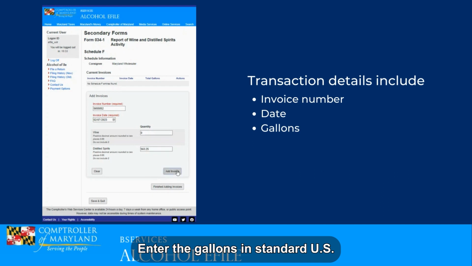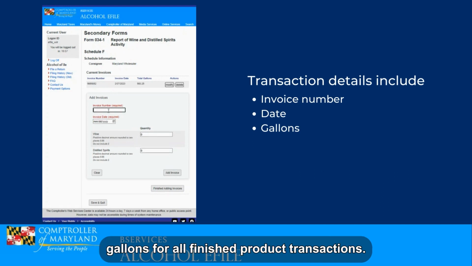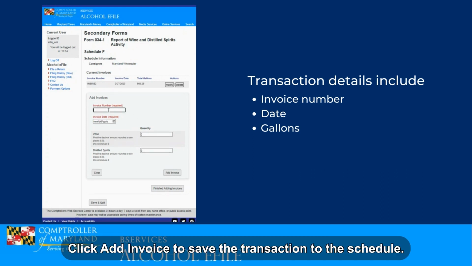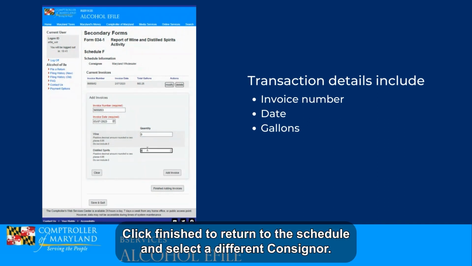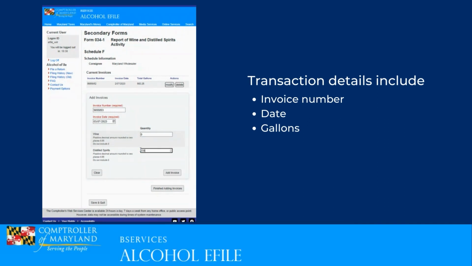Enter the gallons in standard US gallons for all finished product transactions. Click Add Invoice to save the transaction to the schedule. Continue adding invoices for this consignor as needed. Click Finish to return to the schedule and select a different consignor.